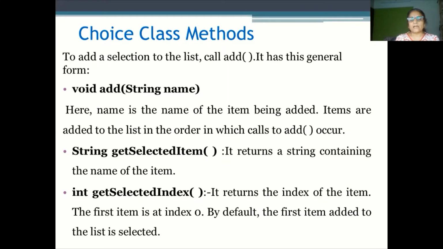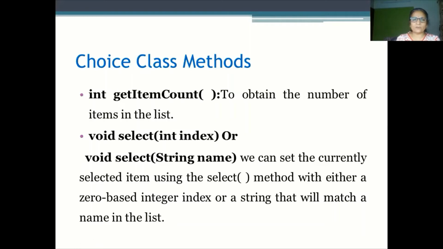Methods of the Choice class. There are different methods. Void add: we need to add the title entries in the list. Suppose you are adding add Windows XP, that name will be reflected in the list. String getSelectedItem: this method is used to return the name of the item. Int getSelectedIndex: it returns the index of the item. And index always starts from 0.